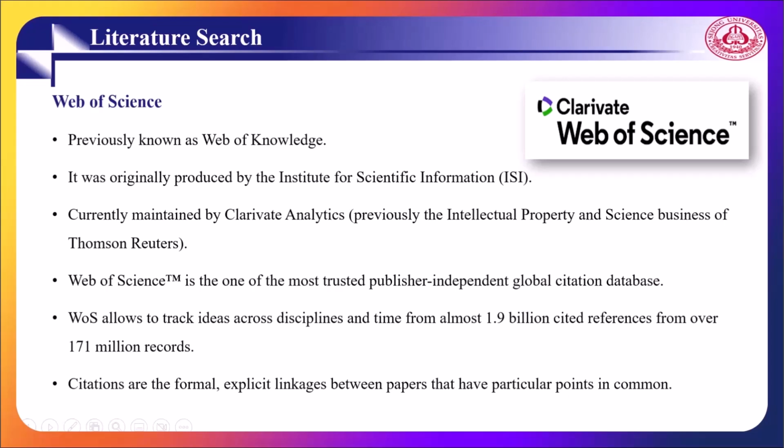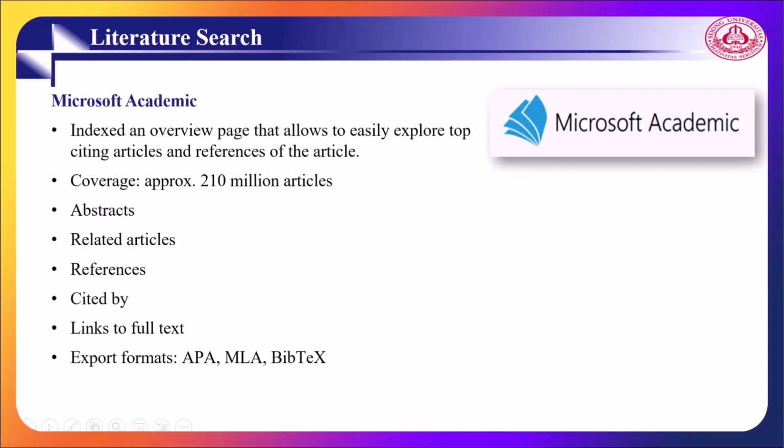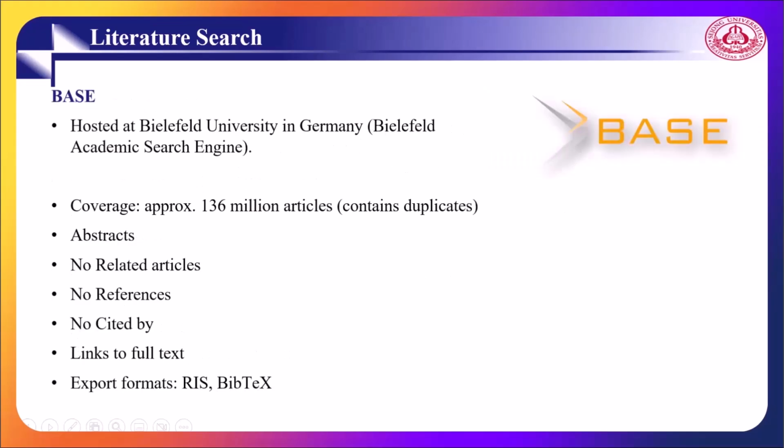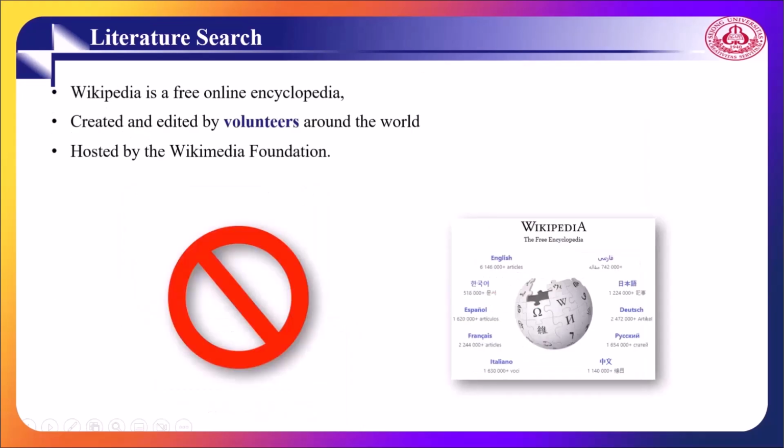Web of Science was already known as Web of Knowledge, but this website, from the Clarivate company, is mostly used to evaluate journals. Journals are ranked by Web of Science. Later I will have one lecture specific to this one. Microsoft Academic is another one, BASE is another one. These are other search engines.